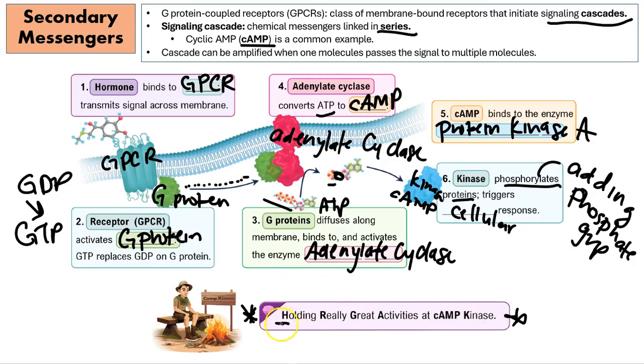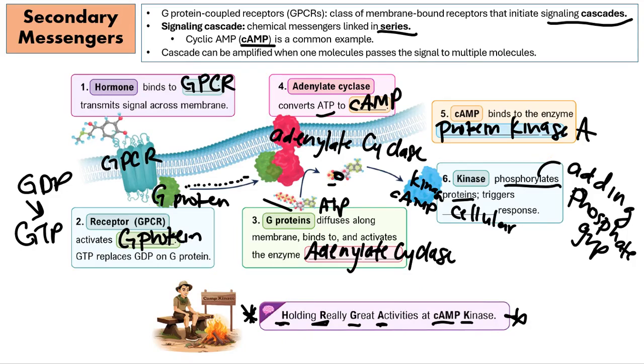So "holding" is going to be a hormone. The R really is going to be the receptor, which is GPCR. The "great" is going to come from the G protein. The A is going to come from adenylate cyclase being activated by the G protein. And then cAMP kinase is going to come from the cAMP that's actually created from ATP converting to cyclic AMP due to adenylate cyclase. And of course, the kinase that can just add phosphates to other proteins and trigger that cellular response. So you could just remember "holding really great activities at cAMP kinase" to help you remember the steps in this whole process.